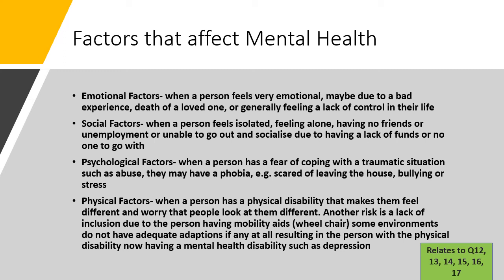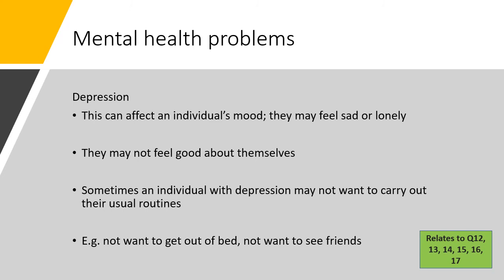Another risk is the lack of inclusion, so due to the person having mobility aids, for example a wheelchair, some environments do not have the adequate adaptations for them to go into the premises, into that environment, and this can result in the person with the physical disability now having a mental health disability, such as depression, due to those factors. So the next few slides look at mental health problems that can come from some of the factors that we talked about on the slide before.